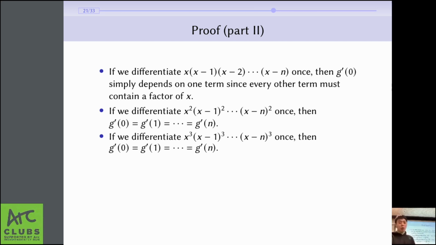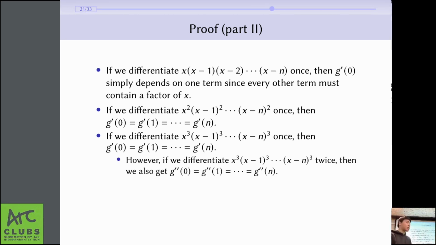But moreover, if we differentiate this again, then all of these values disappear as well. Why is that the case? Well, same line of reasoning. If I differentiate, say, x cubed once, I'm going to be left with 3x squared. If I differentiate it again, then I'm going to be left with some factor of x, right?